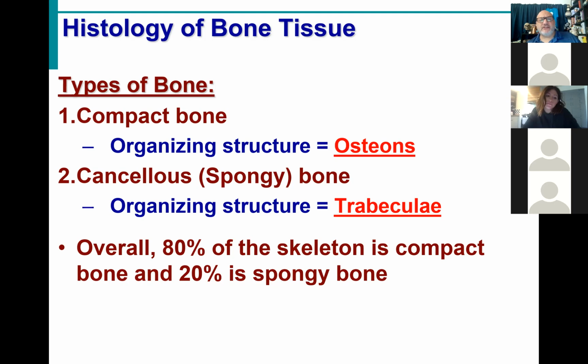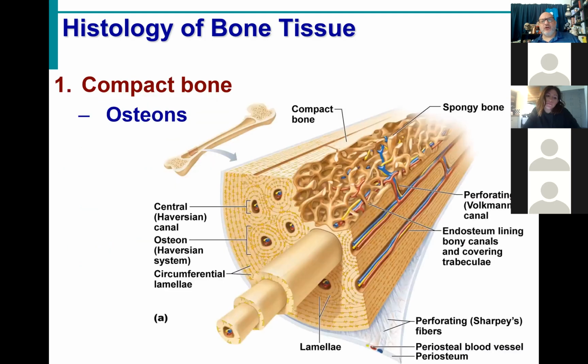Now, obviously, there is a lot of vocabulary that goes along with this. Notice here we have a section of a bone. They've cut out this section, and we can see it here. And notice there are some things we've already talked about that you can identify. Notice here on the outer surface is that periosteum lining the outer surface of the bone. Here we see those organizing structures of the compact bone, the osteons.